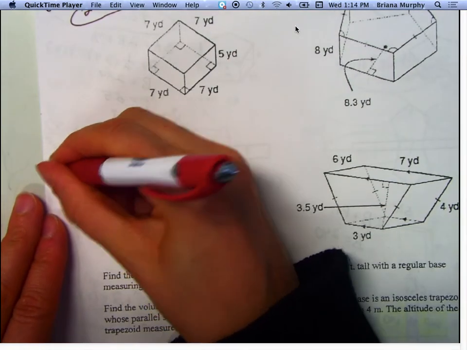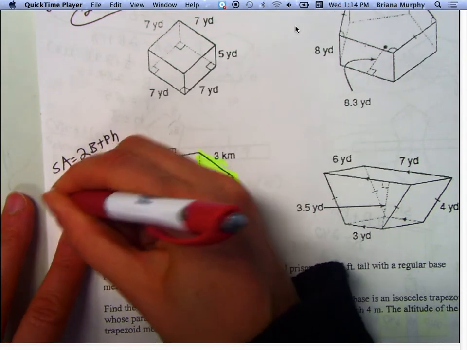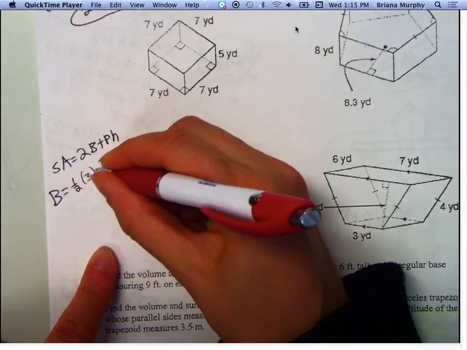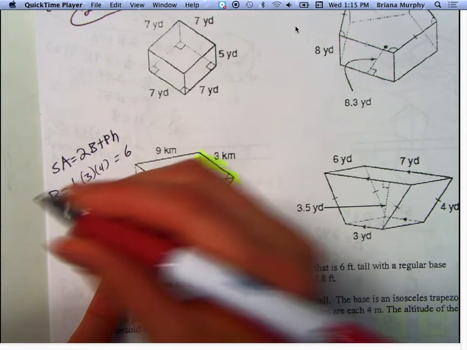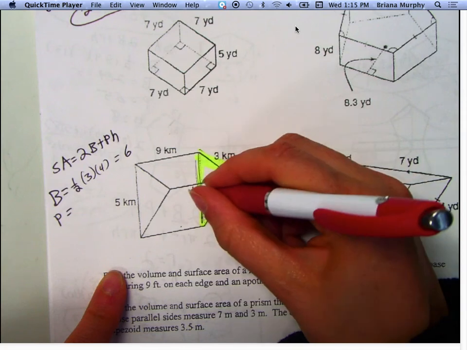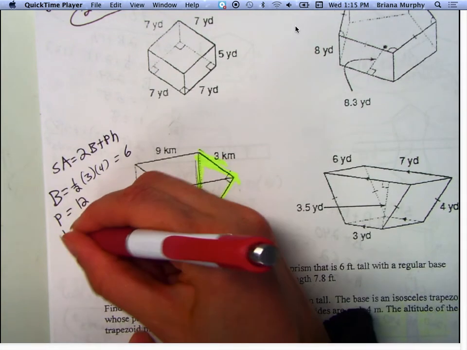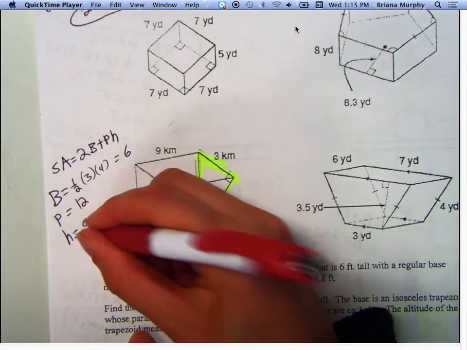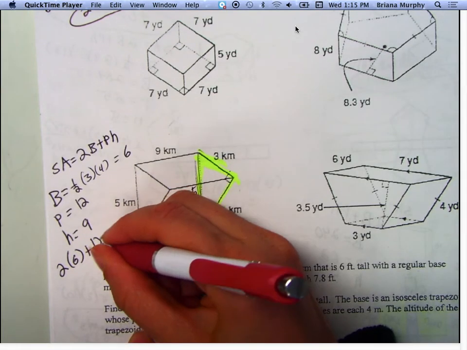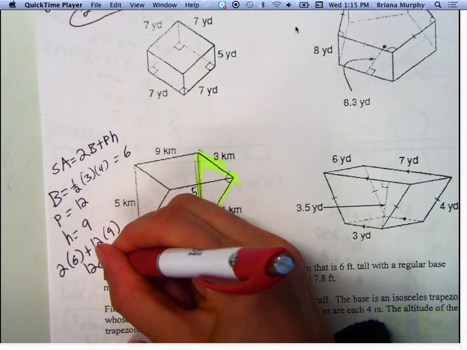So we need to find the surface area, which is 2 times the base plus the perimeter times the height. First of all, what is the base? I know it's going to be 1/2 the length times the width, so 3 times 4 over 2. So it's going to be 6. Okay, I got that right. The perimeter, I'm going to walk all the way around. 3 plus 4 plus 5 gives me 12. And the distance between the two triangles is going to be 9. 2 times the area of the base plus the perimeter times the height. We're going to put that all in there. We get 120 kilometers squared.